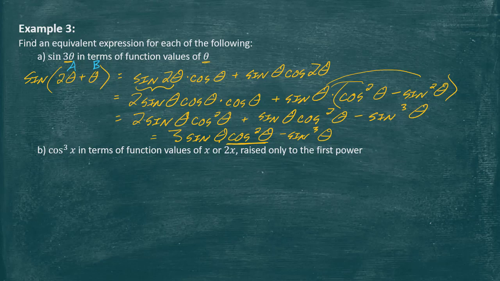But like I said, I would probably try and replace the cosine squared with 1 minus sine squared, multiply things out, and then rewrite it in terms of just one function instead of having 2 different trig functions. But again, that's more a personal preference thing, not so much a requirement of the problem.